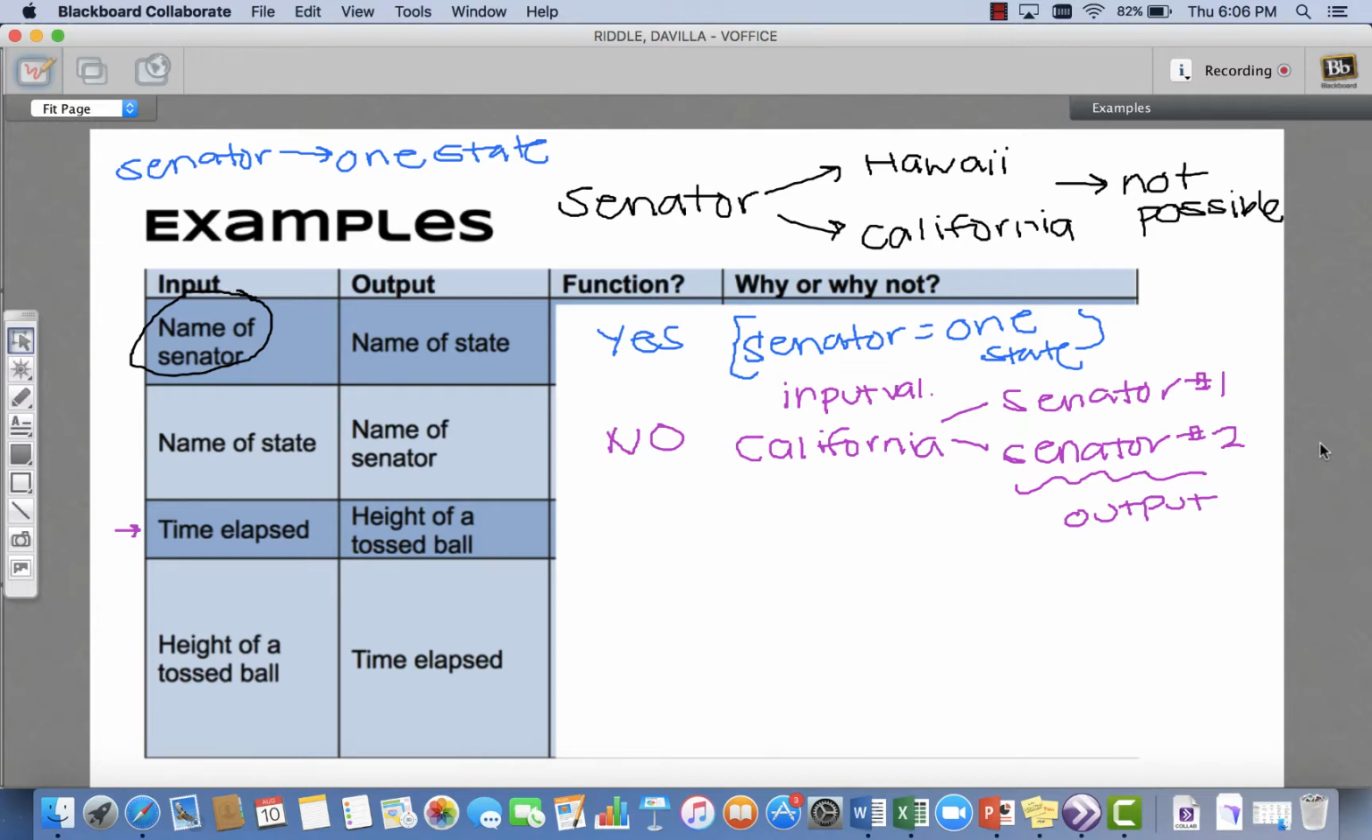What about this last one right here? Time elapsed, where the output is the height of a tossed ball. Would that be a function?